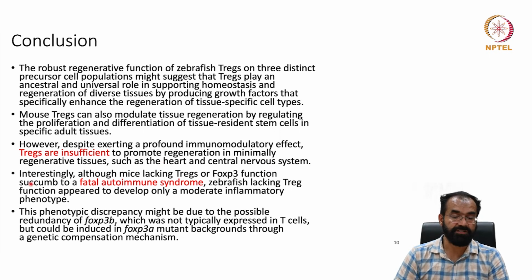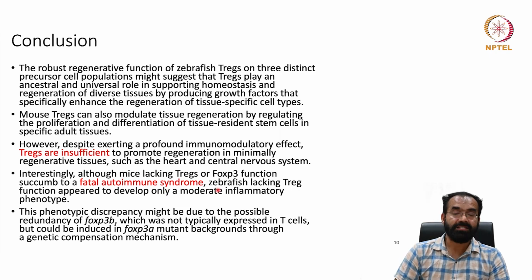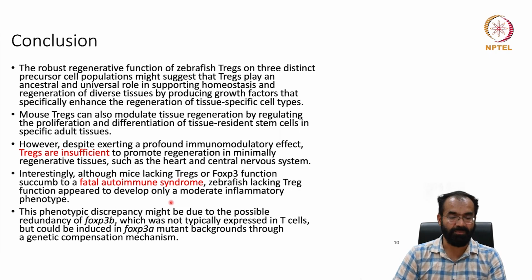Interestingly, although the mice lacking Tregs or FOXP3 function succumb to fatal autoimmune syndrome, zebrafish lacking Treg function appeared to develop only a moderate inflammatory phenotype. There is no autoimmune syndrome as you see in the mammals. This phenotypic discrepancy may be because of the redundancy of the FOXP3B. It has got 3A and 3B. So 3A mutant we are talking. Mammals don't have a 3B.